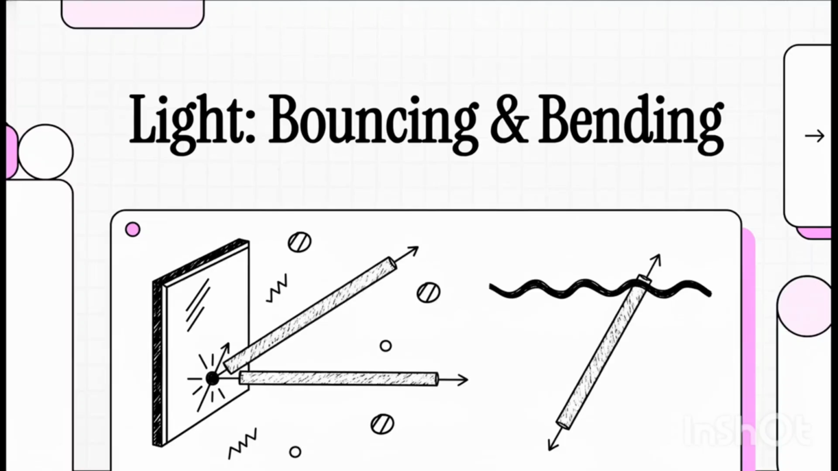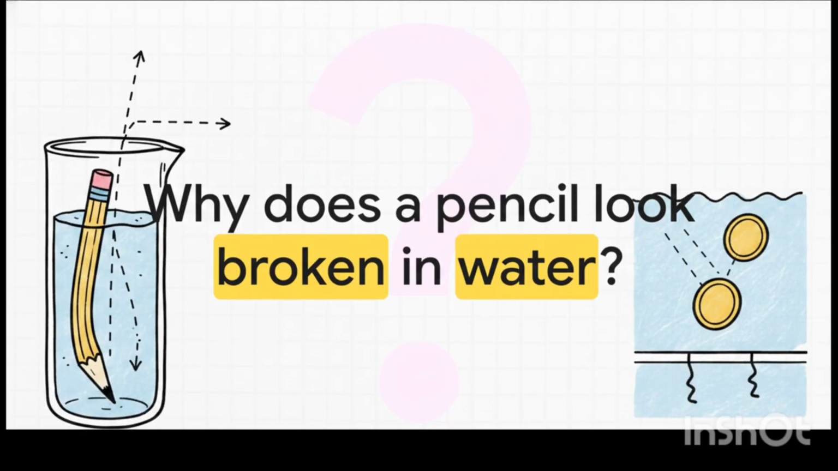Welcome to This Explainer. Today, we're diving into something absolutely wild, the behavior of light. We're going to break down the strict, unbreakable rules light follows as it travels, bounces, and bends its way through our world. It's really less about abstract math and more of a completely visual journey. So let's get into it. Okay, let's dive into this.